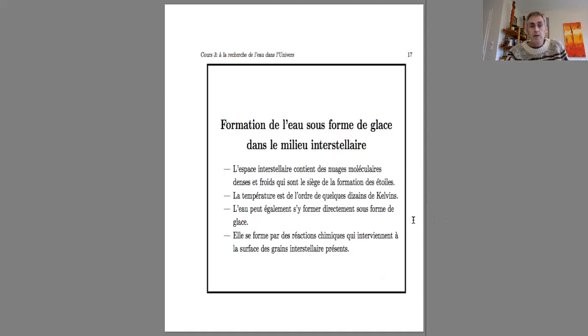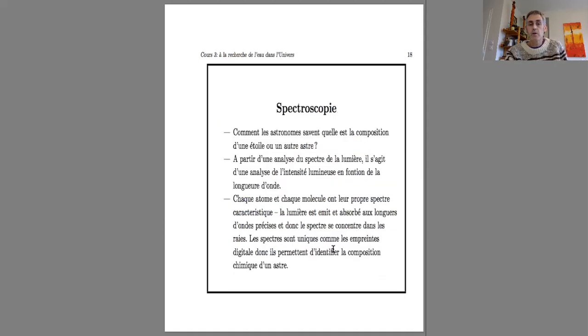And you can then form ice directly through a chemical reaction taking place on the surface of the dust particles. The dust particles serve as little reaction sites where the little grains start this chemical reaction on their surface.